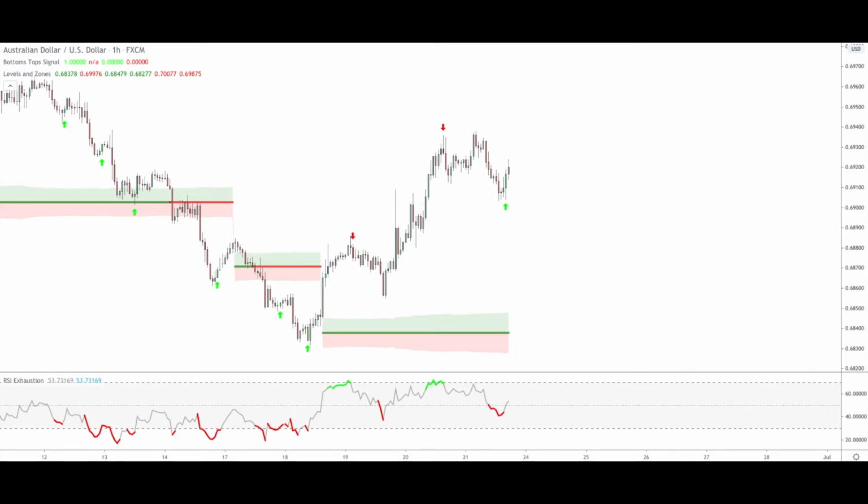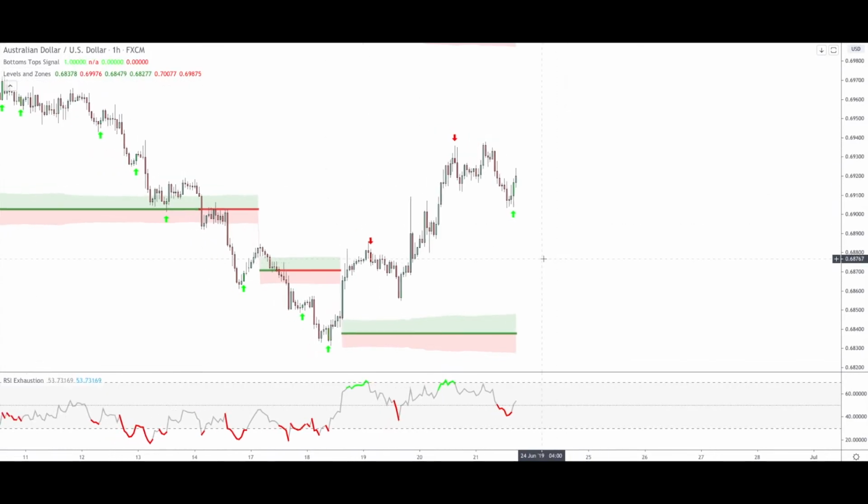Where we trade the markets the minimalist way, by keeping it simple, by making a clear and simple analysis, by using clear and simple indicators. Today I'm looking at the Australian dollar US dollar on the 1 hour time frame, and to build my setup I'm using the bottom stop signal and the RSI Exhaustion, and I'm also using the levels and zones just as an extra reference in this case.